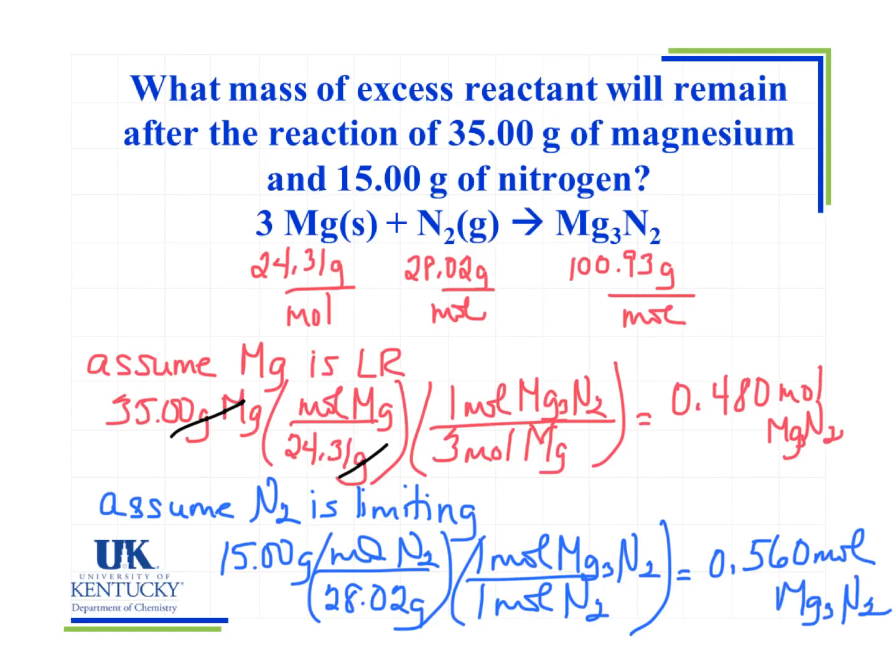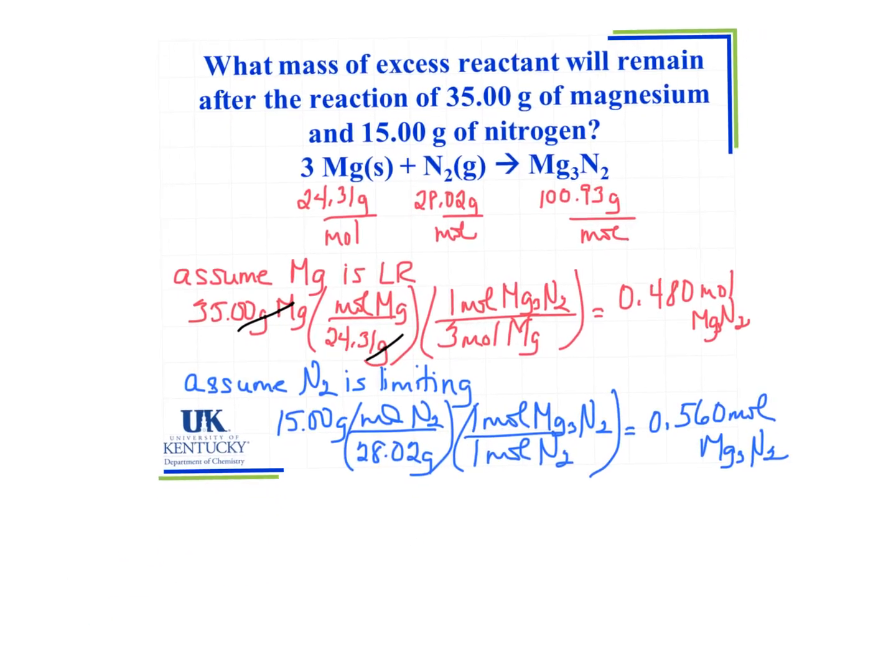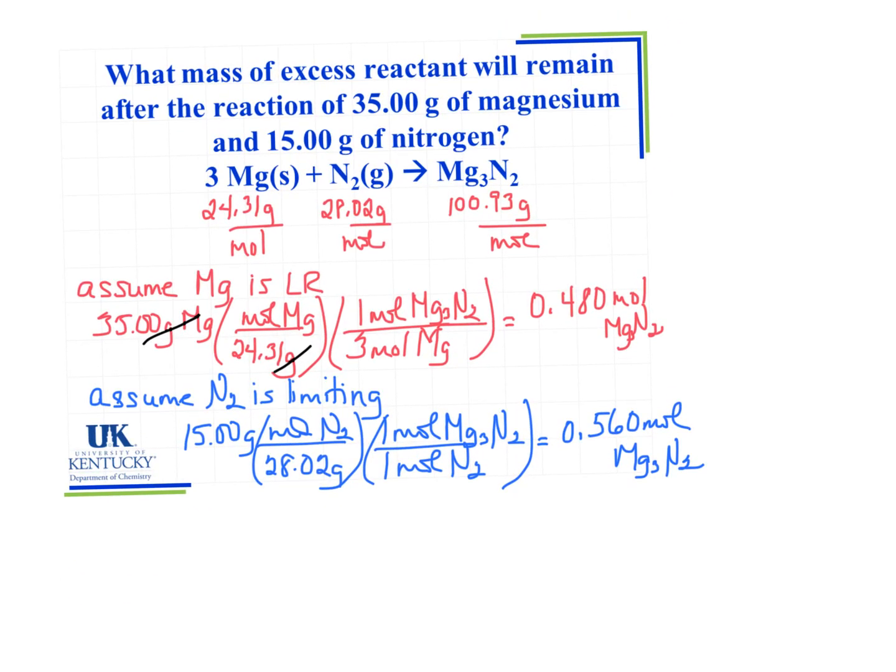This lets me know that the magnesium is actually my limiting reagent. Even though it's present in the larger amount, it's still the limiting reagent because it produces the least amount of product, and that's ultimately what I'm concerned about. What species produces the least amount of product? So now I know what my limiting reagent is. The magnesium is limiting.